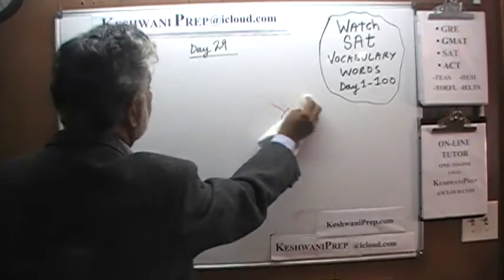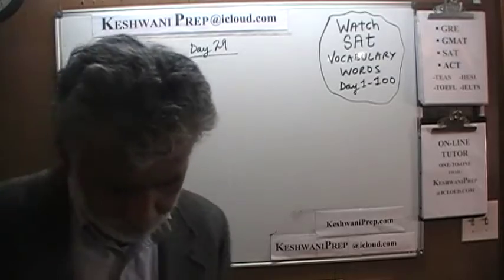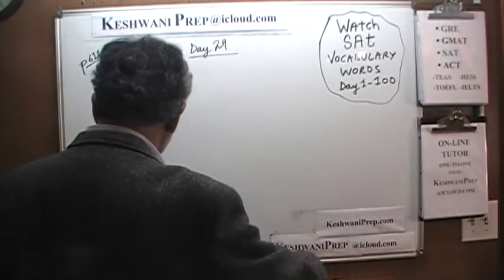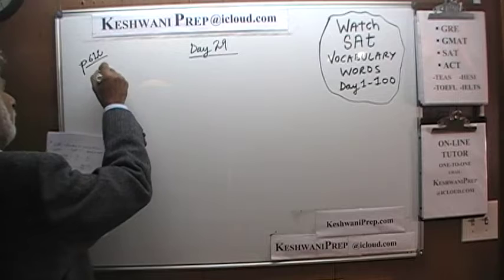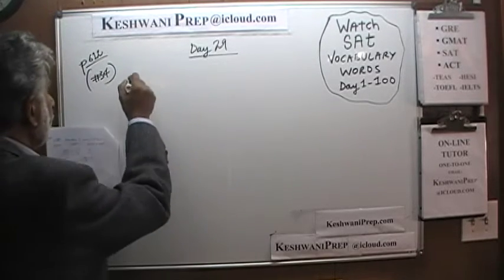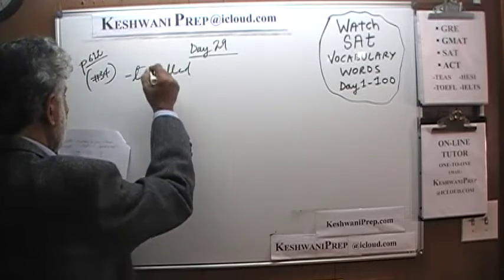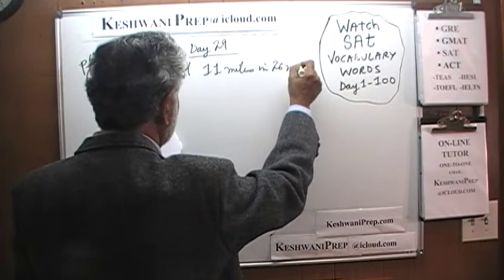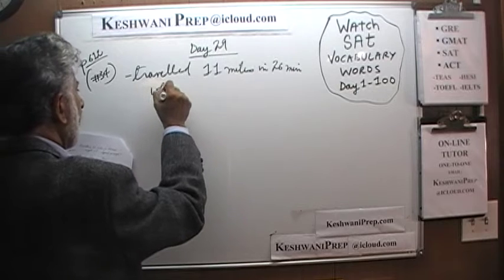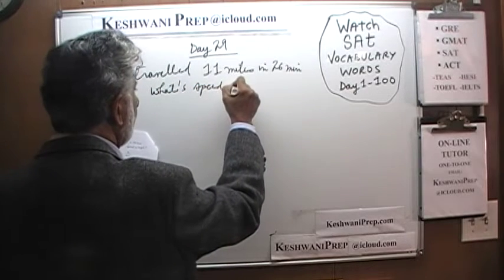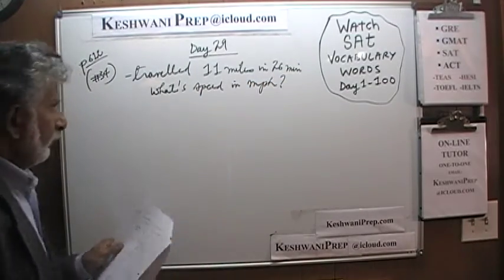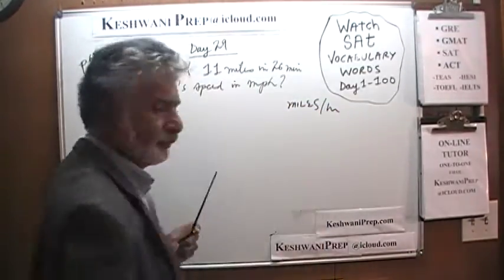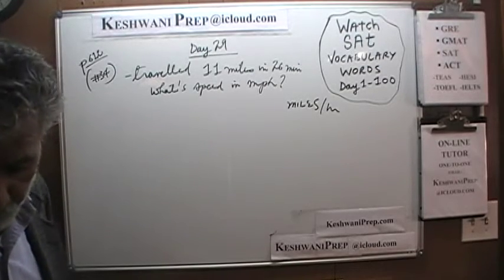Number 34, let's see what it has to say. In number 34, we are told that we traveled 11 miles in 26 minutes. What's the speed in miles per hour? They want us to give them the speed in miles per hour. Let's see what we can do, shall we? Set it up as a proportion problem. That's the simplest way to go here.